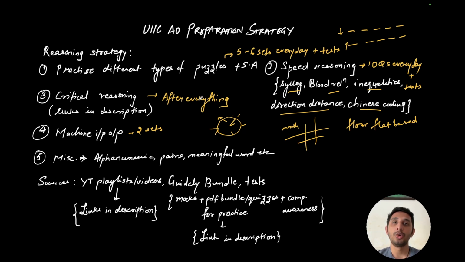Critical reasoning, do it after everything because this is a bit tricky and can result into negative marks. So just keep a note of this. Do it after you complete these things. I'll put few links in the description, video links where you can practice critical reasoning and understand the concept. Machine input output, two sets. You should practice every day. It is doable. All right, and tough won't come in the exam.